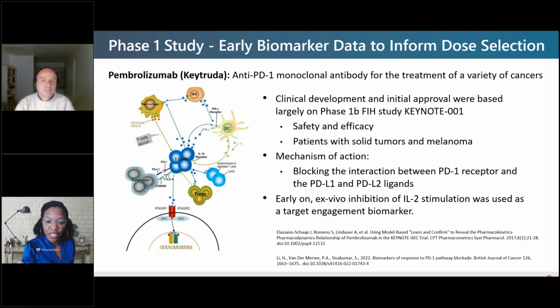Inhibition of the stimulation of interleukin-2 or IL-2 in peripheral blood mononuclear cells was used as a marker of target engagement of PD-1 by pembrolizumab. So this is the biomarker data that we're going to examine in the case study. If you go to the next slide, please.